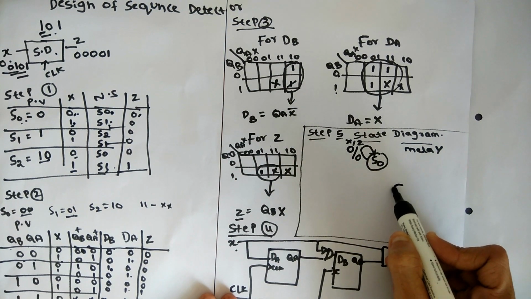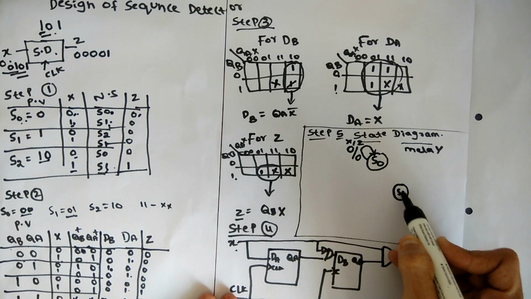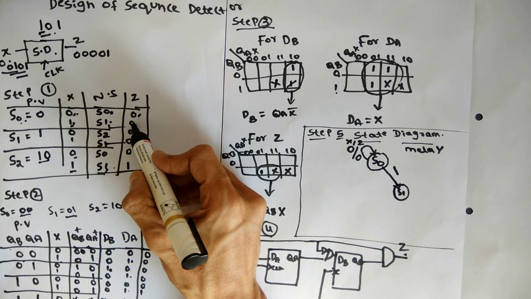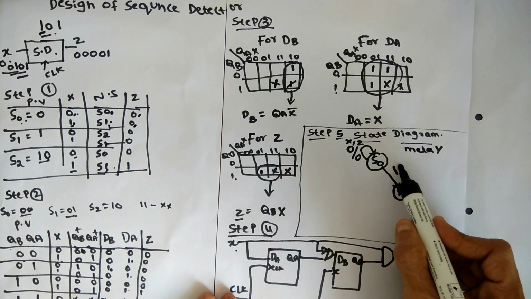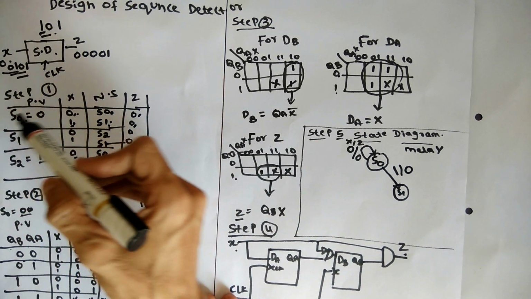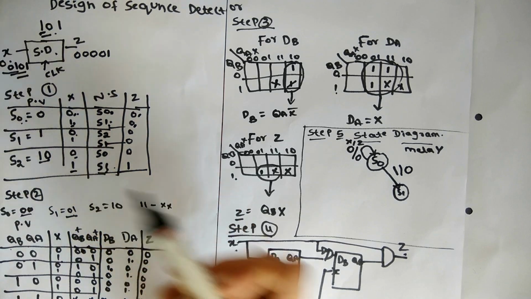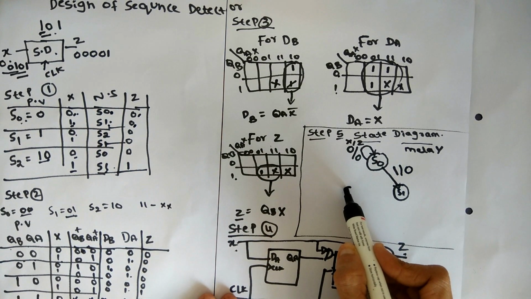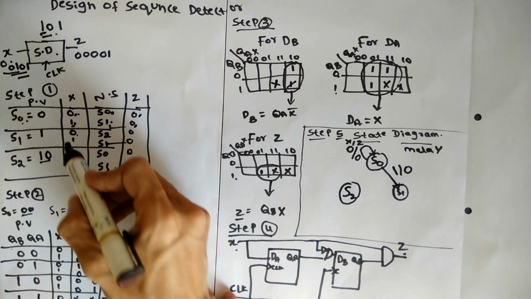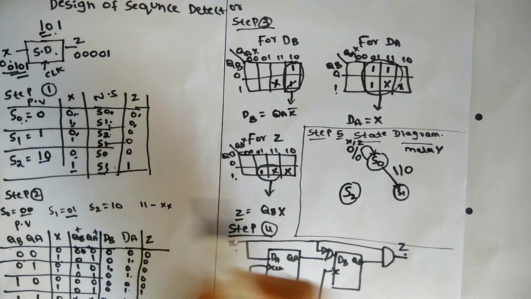So we can draw one more state called S1. When x is 1 in S0, it goes there. And what about the Z value here? It is 0 only, so it is 1 bar 0. Now come to the S1 state. When x is 0, it is going to S2. So take one more state called S2. When S1 has x equal to 0, it goes to S2.